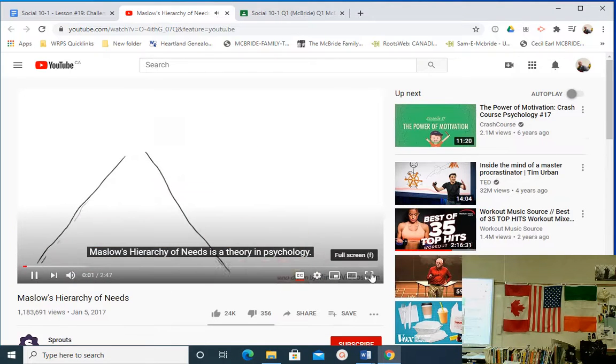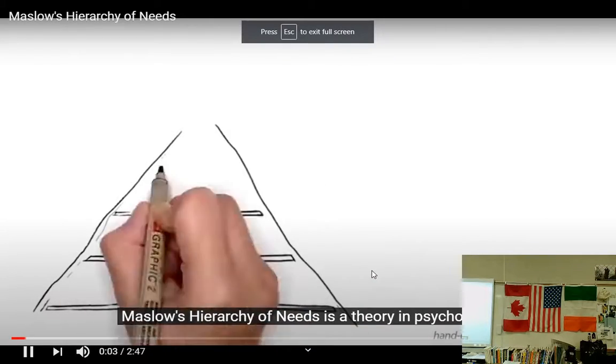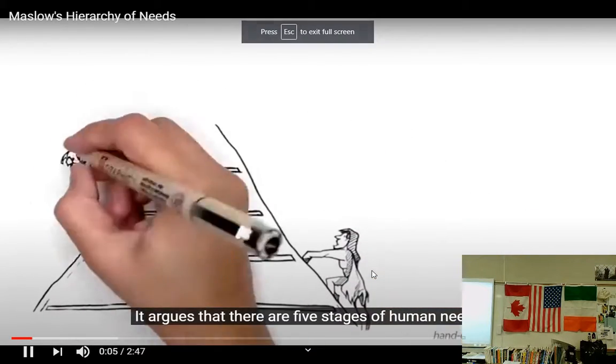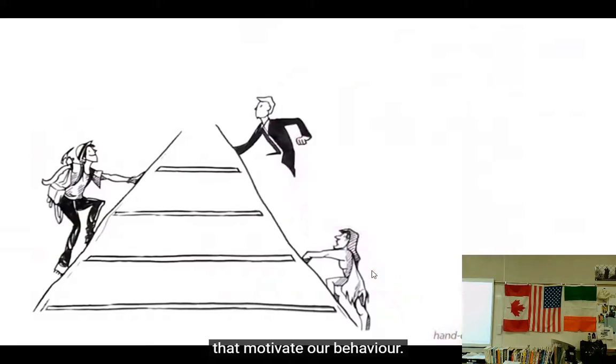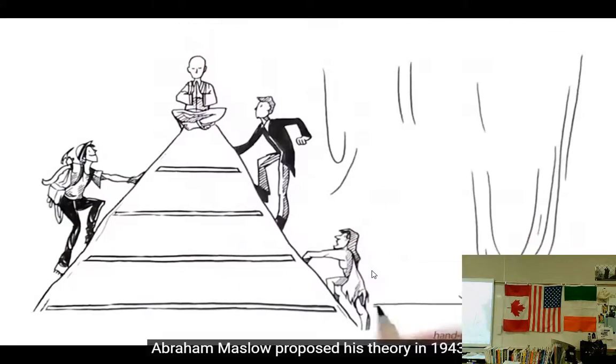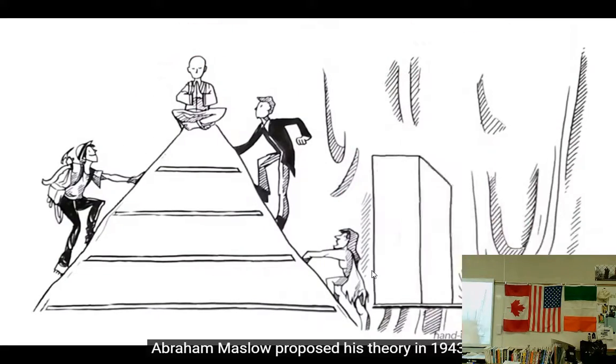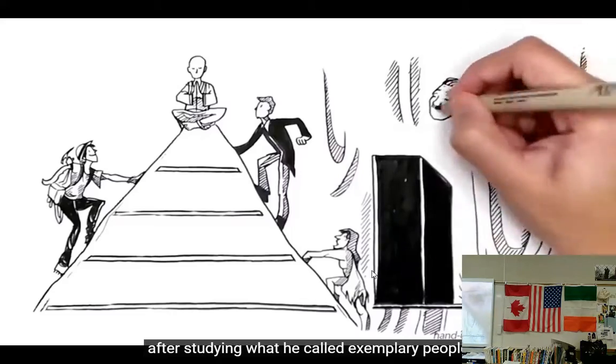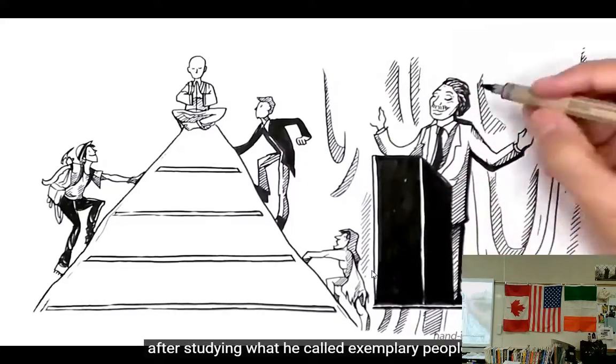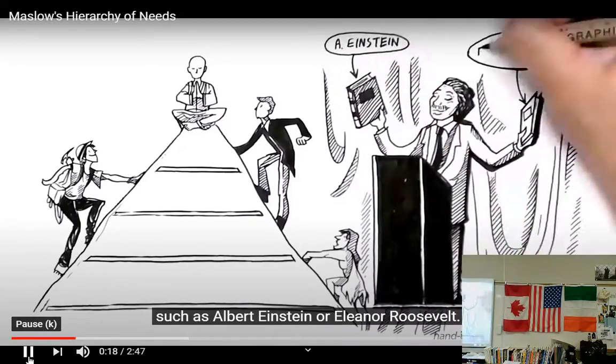Maslow's hierarchy of needs is a theory in psychology. It argues that there are 5 stages of human needs that motivate our behavior. Abraham Maslow proposed his theory in 1943 after studying what he called exemplary people, such as Albert Einstein or Eleanor Roosevelt.